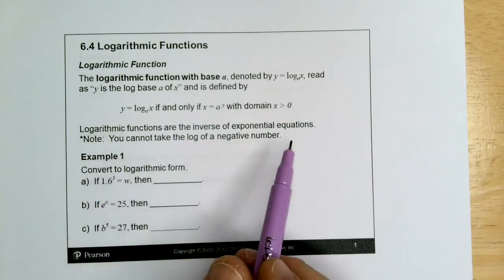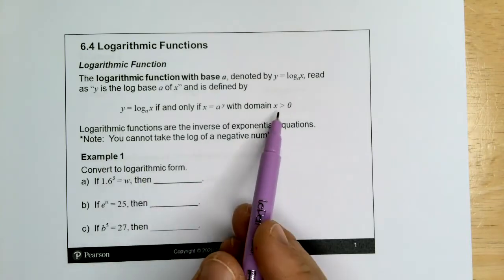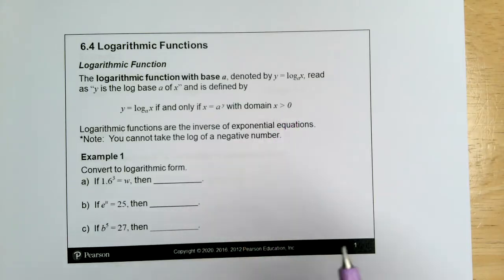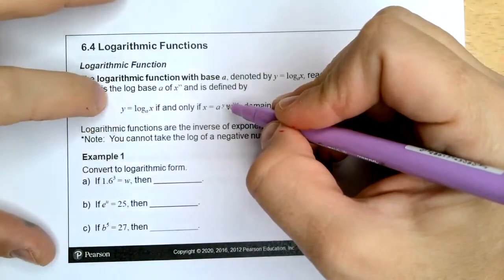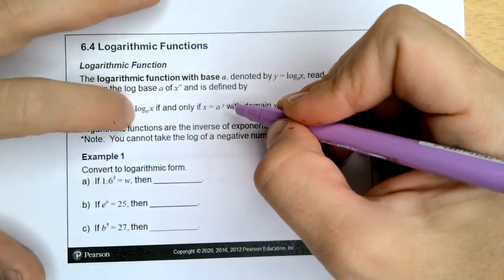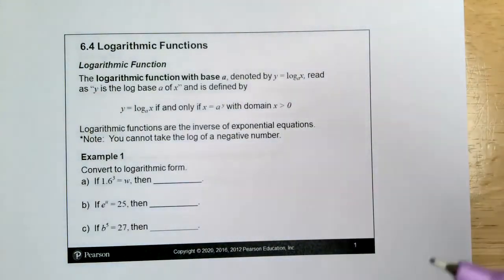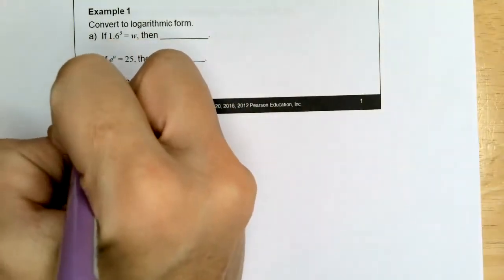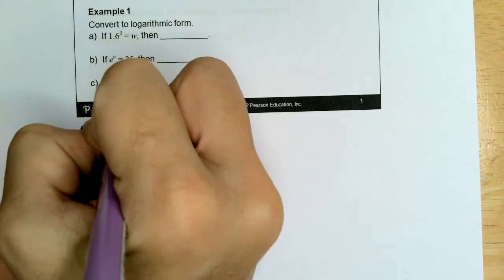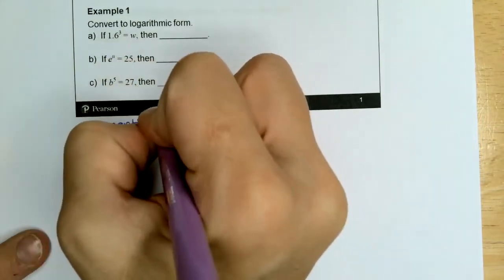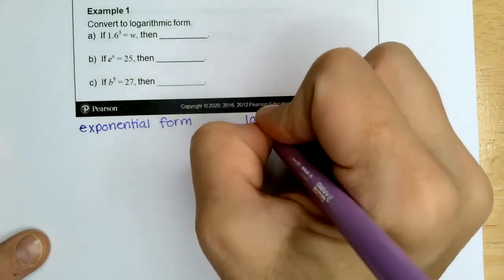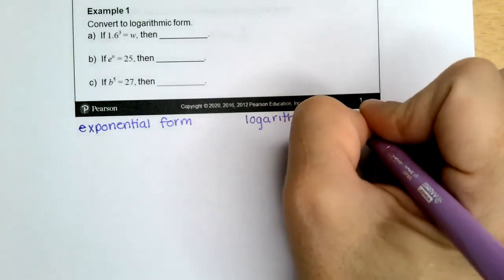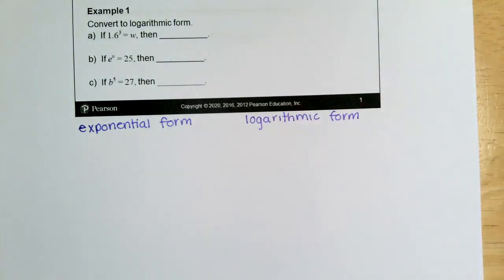Logarithmic functions are the inverse of exponential equations. You cannot take the log of a negative number, so the domain, all the x's have to be positive. Basically, x equals a to the y becomes y equals log a of x. So we have exponential form and logarithmic form, and we're going to convert or switch back and forth between the two.